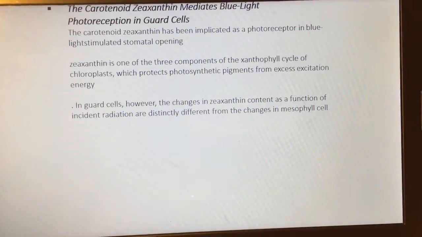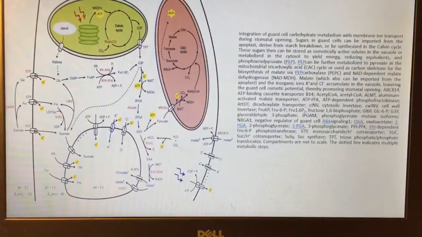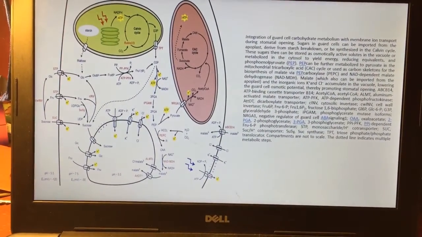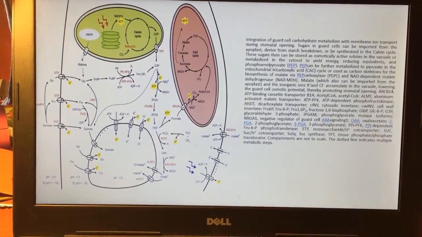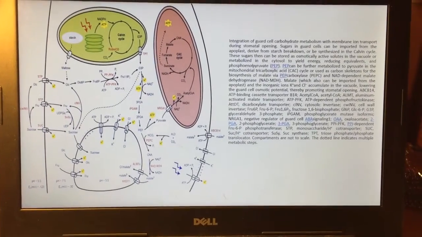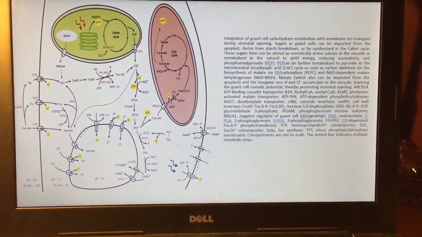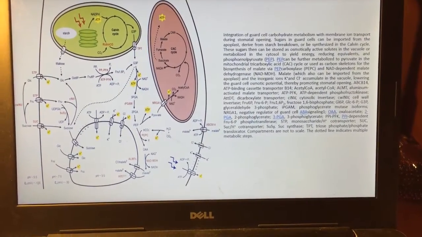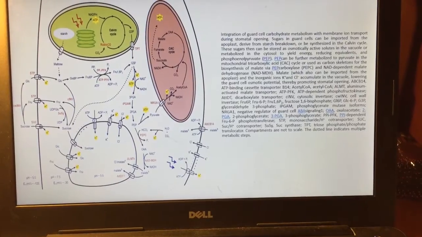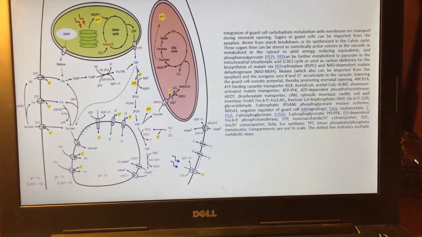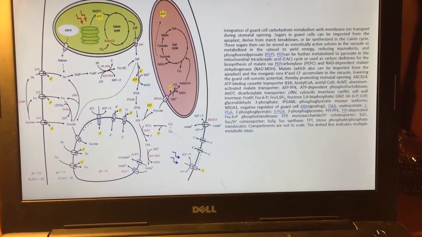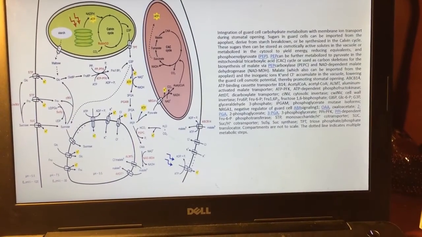The second is guard cell carbohydrate metabolism with membrane ion transport during stomatal opening. Sugars in guard cells can be imported from the apoplast, derived from starch breakdown, or be synthesized in the Calvin cycle. These sugars then can be stored as osmotically active solutes in the vacuole or metabolized in the cytosol to yield energy, reducing equivalents, and phosphoenolpyruvate, PEP.